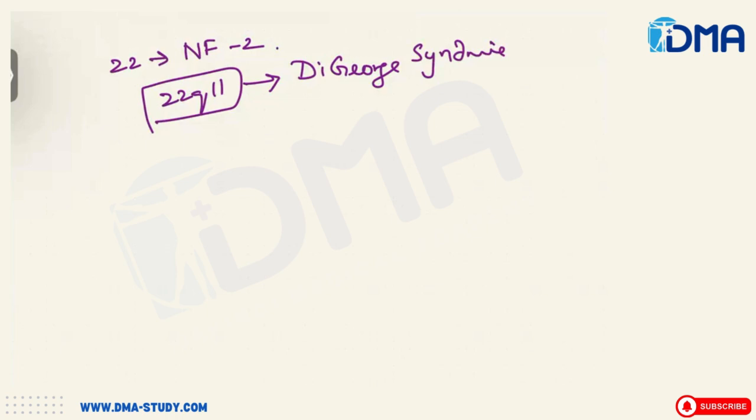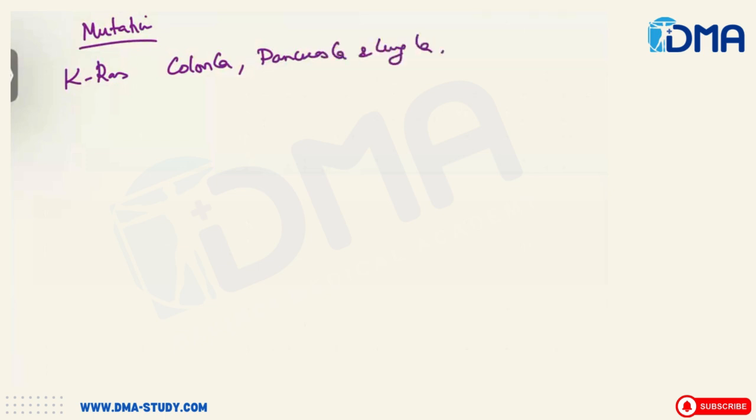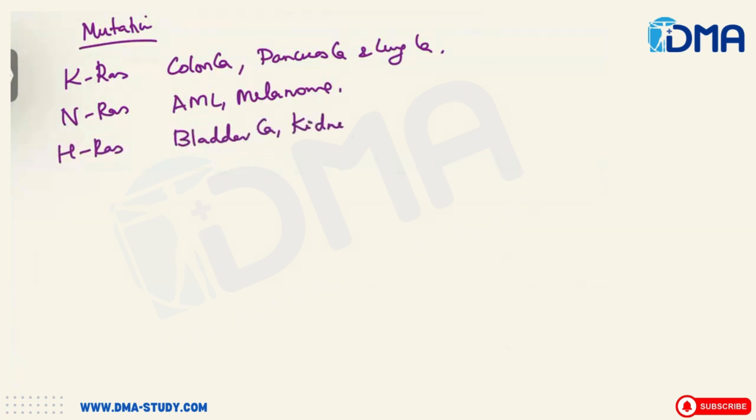Then coming to a few oncogenes. Whenever there is a mutation of a particular gene, a particular carcinoma develops. Whenever there is a KRAS mutation, what will be the disease? KRAS mutation will lead to colon cancer, pancreatic cancer, and lung cancer. NRAS mutation will lead to AML, melanoma. HRAS mutation leads to bladder carcinoma and kidney cancer. c-Myc mutation will lead to Burkitt's lymphoma.